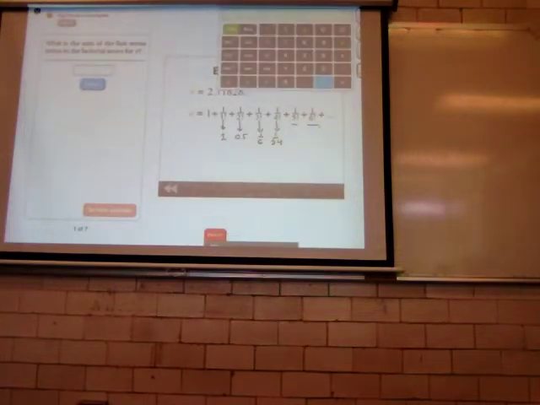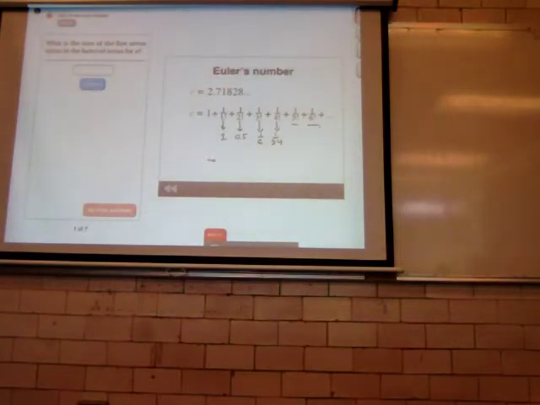Let's start putting all of this in. So we had 1 plus 1 over 1 factorial, which is 1, plus 1 over 2 factorial, which we said is a half, plus a sixth, plus 1 over 4 factorial, plus 1 over 5 factorial, plus 1 over 6 factorial. When we evaluate it, we get 2.718. So that large sum is equal to 2.718.